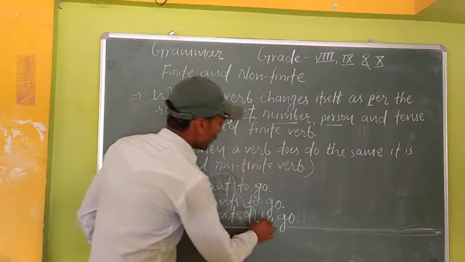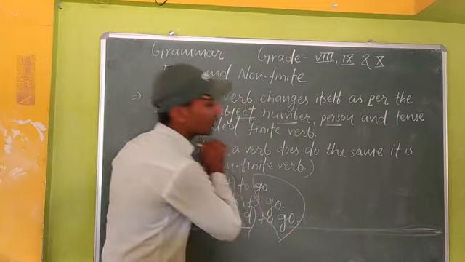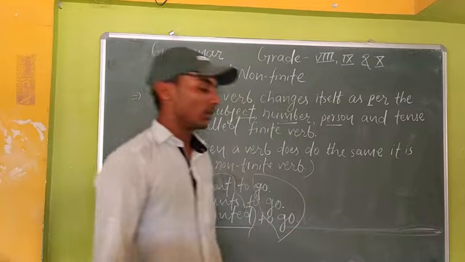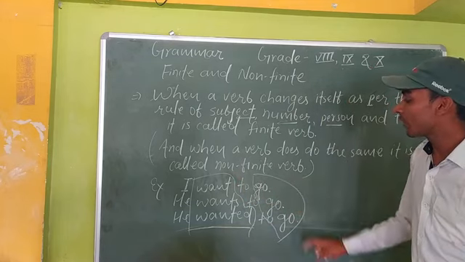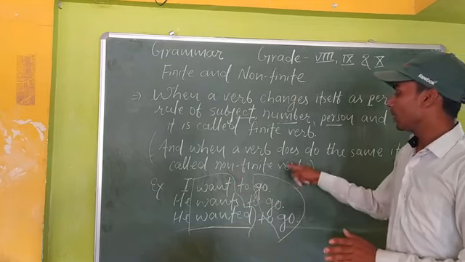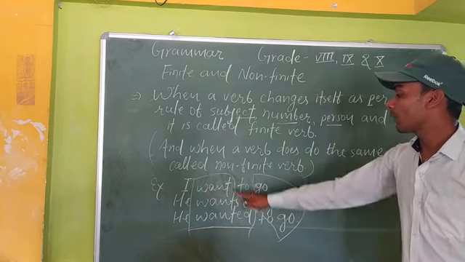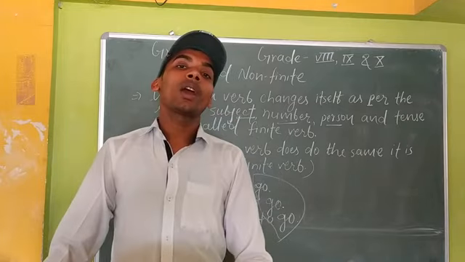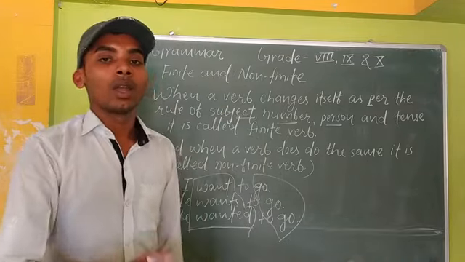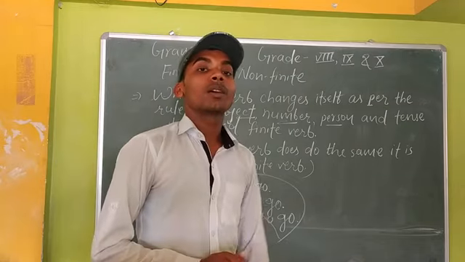But on the other hand, here all three verbs are unchanged. They are not changing themselves. Therefore, as per the rule, they are functioning as non-finite, and here they are changing, therefore they are functioning as finite. Understanding finite and non-finite verbs is a great task.